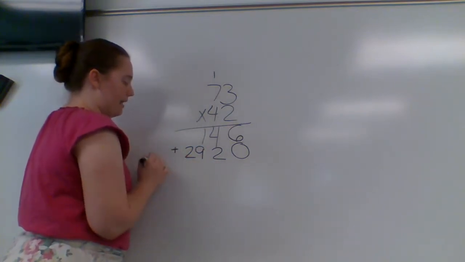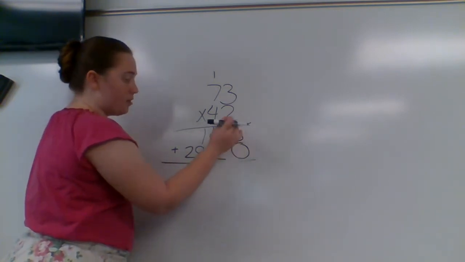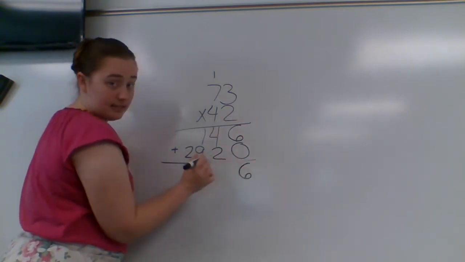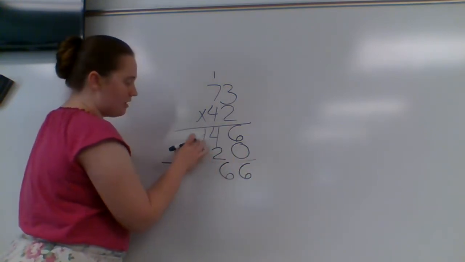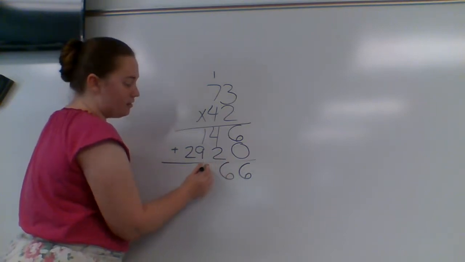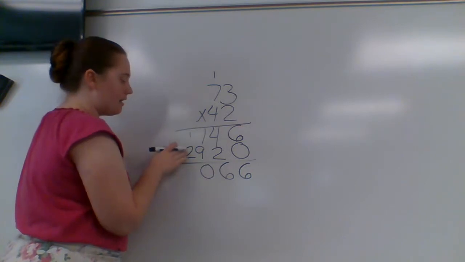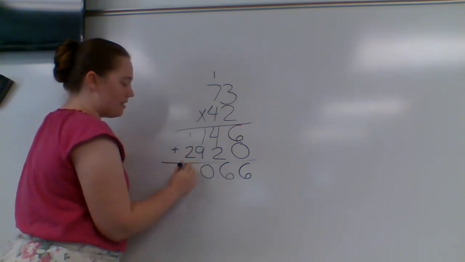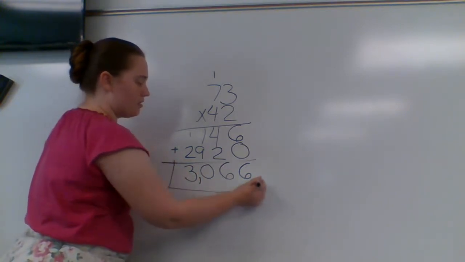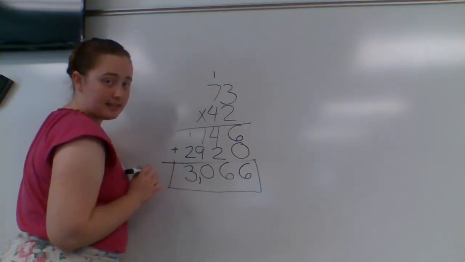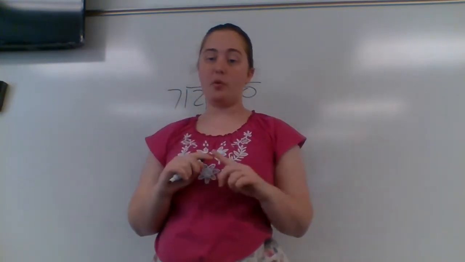Go ahead and add these numbers together, put a line underneath, and let's go ahead and add them. 0 plus 6, well, that's easy. That's 6. 4 plus 2 is, again, 6. 1 plus 9 is 10. Put a 0 there and carry the 1 up here. And 2 plus this 1 up here is 3. Make sure you put a comma there. And my answer is 3,066.